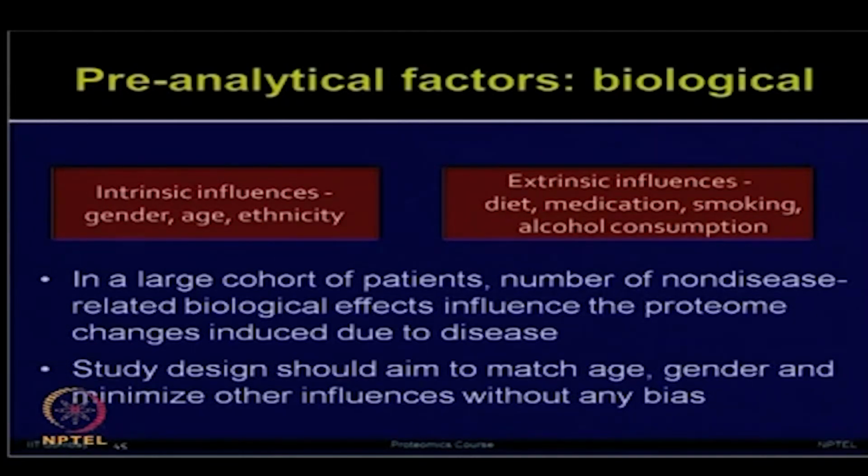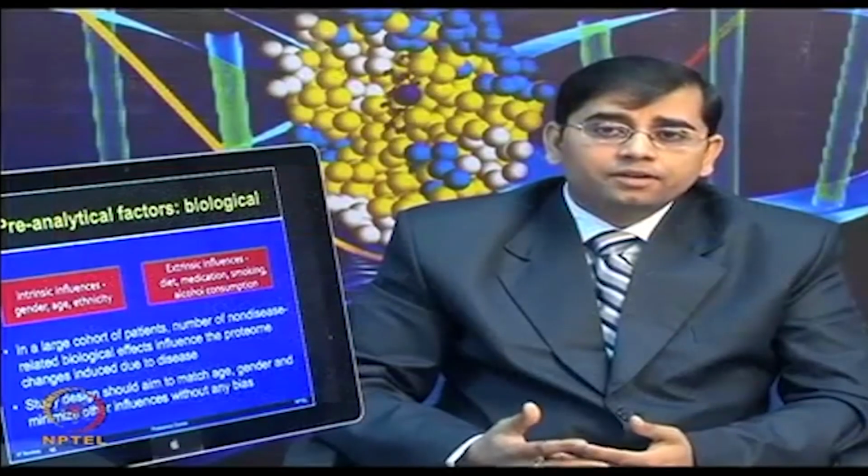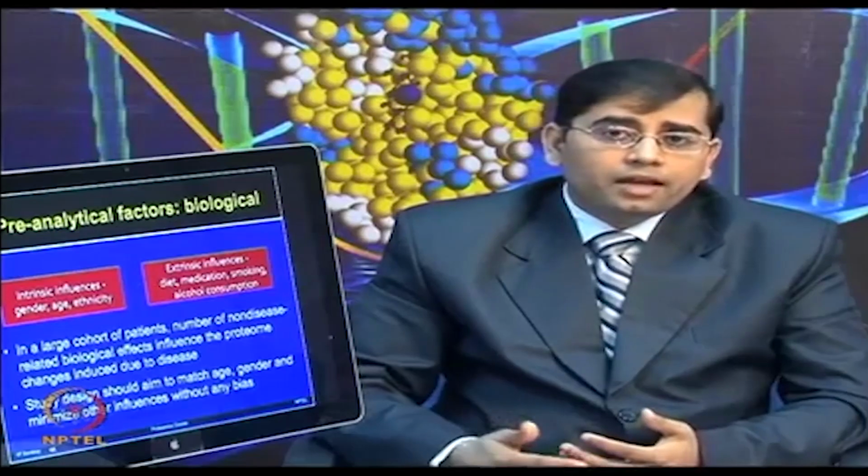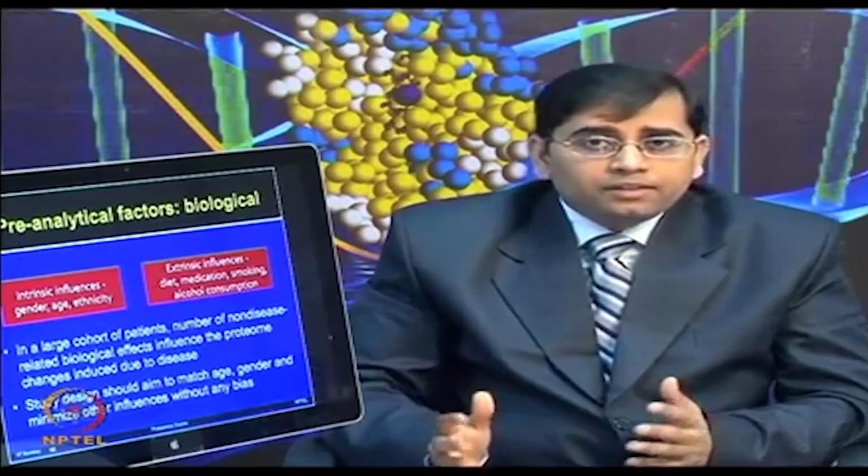The intrinsic influences include gender, age, ethnicity. The extrinsic influences include diet, medication, smoking, alcohol consumption, etc. So, when you are designing a clinical study, you need to ensure that you have no bias with the intrinsic factors. You should try to segregate your population by age and gender. In the discovery phase, try to minimize these types of variations and perform your analysis with a narrow range of age groups and different gender groups in the same ethnicity.